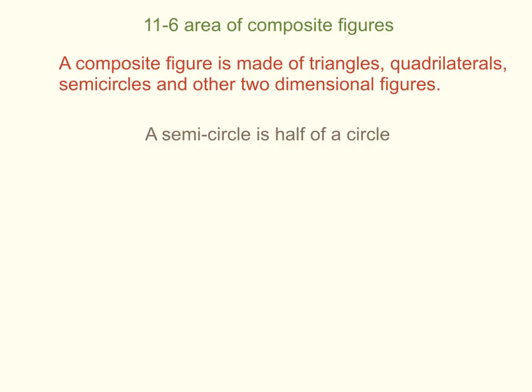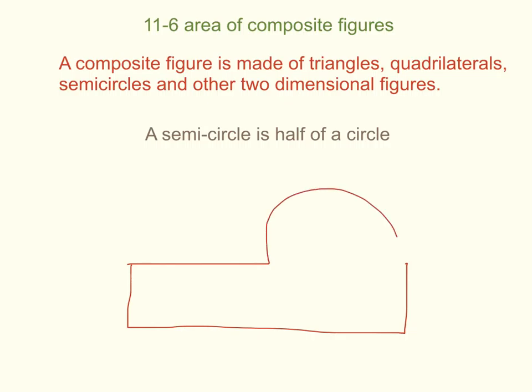11-6, area of composite figures. A composite figure is made of triangles, quadrilaterals, semicircles, and other two-dimensional figures. A semicircle is half of a circle. So if you're thinking of a composite figure, sometimes we may see something that is a rectangle with maybe a half circle.